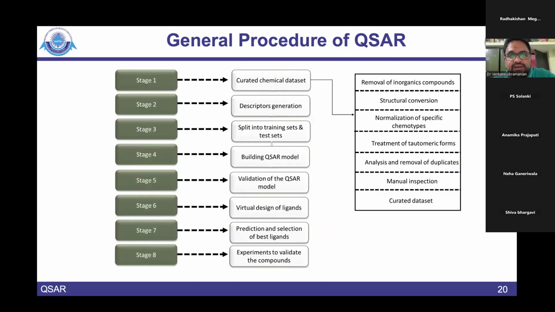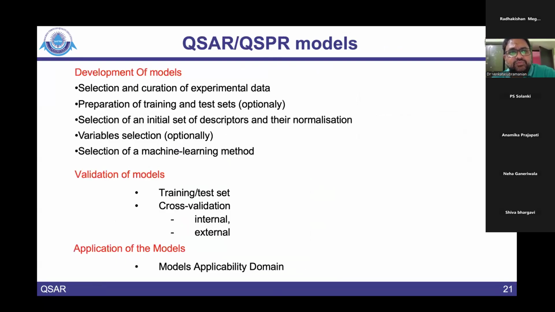So this is pretty much what I said, just as a data sheet. Basically, you have a curated chemical data set, then descriptor generation, split into training and test sets, and then you build a QSAR model. Then validation of the model, then virtual design of ligands, prediction of selected best ligands, and experiments to validate the compound. So this is a simple workflow that can be generally applied. What I said earlier is just in a flowchart form. The most important one is the selection and curation of the experimental data.